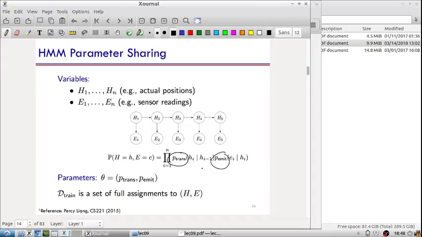Okay, so you can learn these two using data. So in this case, parameters would be, tell me how do you go from one hidden state to another, and tell me how, given hidden state, what values can you take. That's these two conditional probabilities.